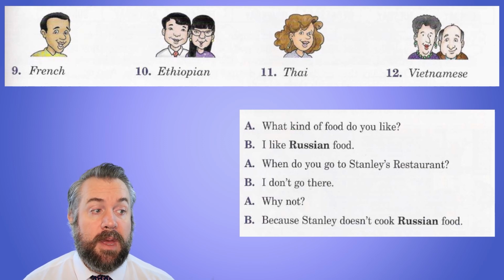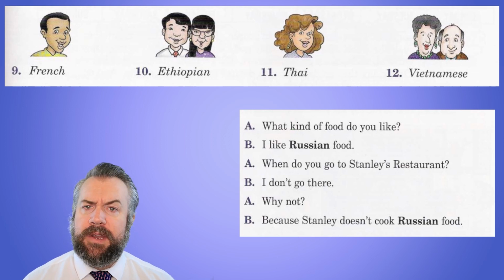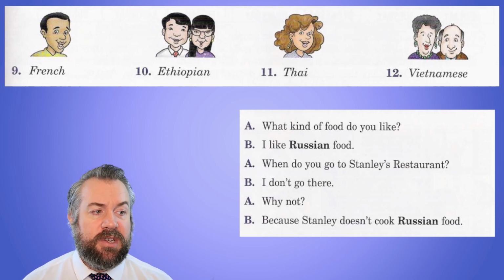Number 11. What kind of food do you like? I like Thai food. When do you go to Stanley's restaurant? I don't go there. Why not? Because Stanley doesn't cook Thai food. Number 12. What kind of food do you like? I like Vietnamese food. When do you go to Stanley's restaurant? I don't go there. Why not? Because Stanley doesn't cook Vietnamese food.